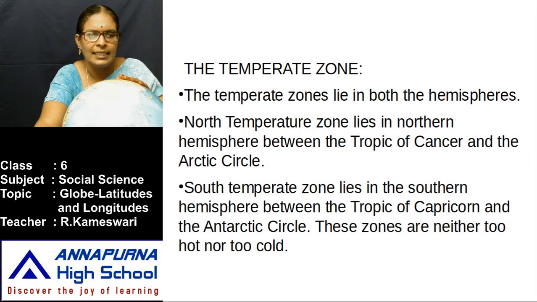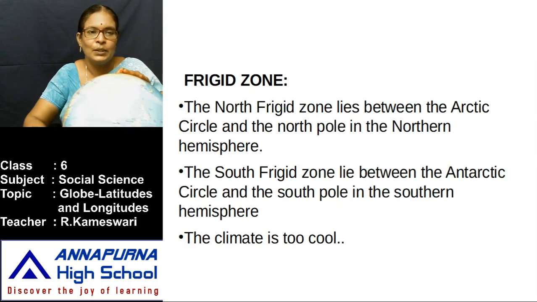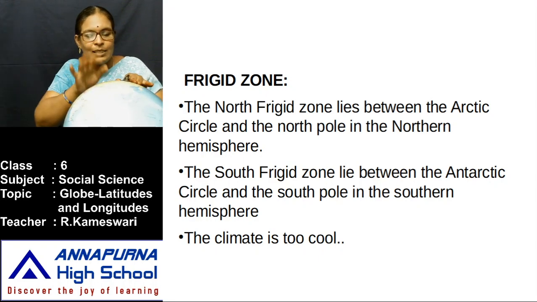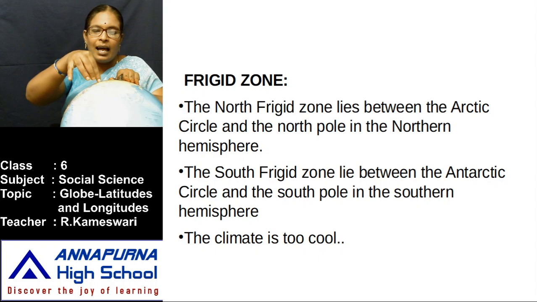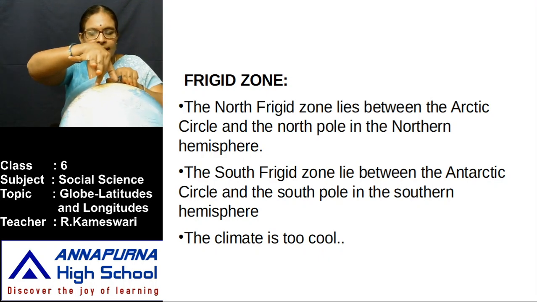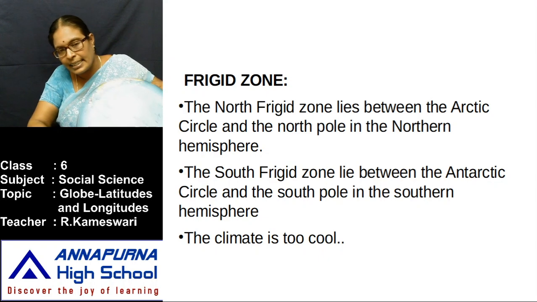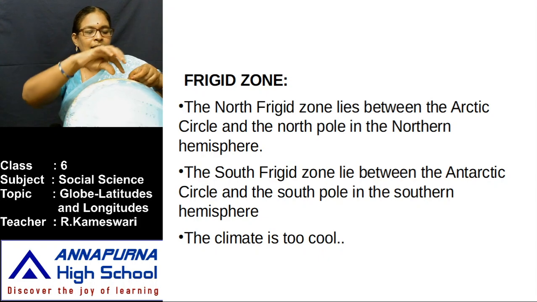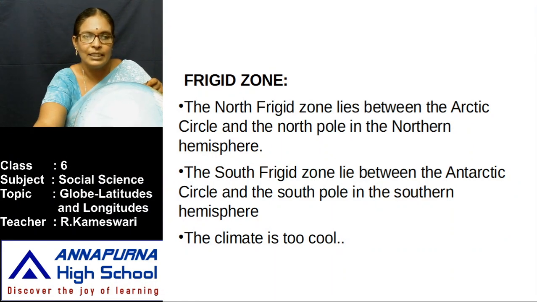So the next zone is the frigid zone. Frigid means too cool. Natural fridges are available there. This area is filled with ice boxes. It is located between the Arctic Circle and North Pole in the northern hemisphere, and Antarctic Circle and South Pole in the southern hemisphere. Okay, here the places are too cool. It is filled with ice. Very few people live in these areas. This is about our frigid zone.